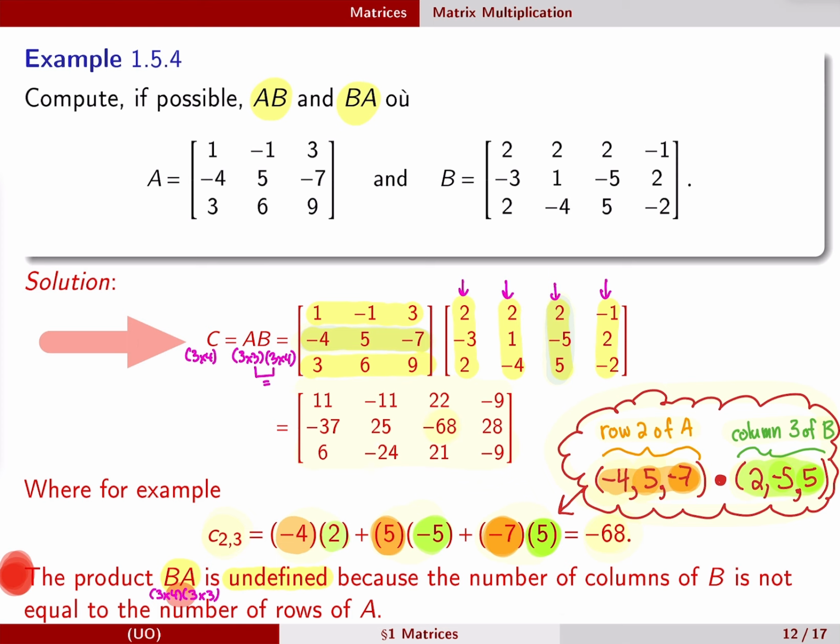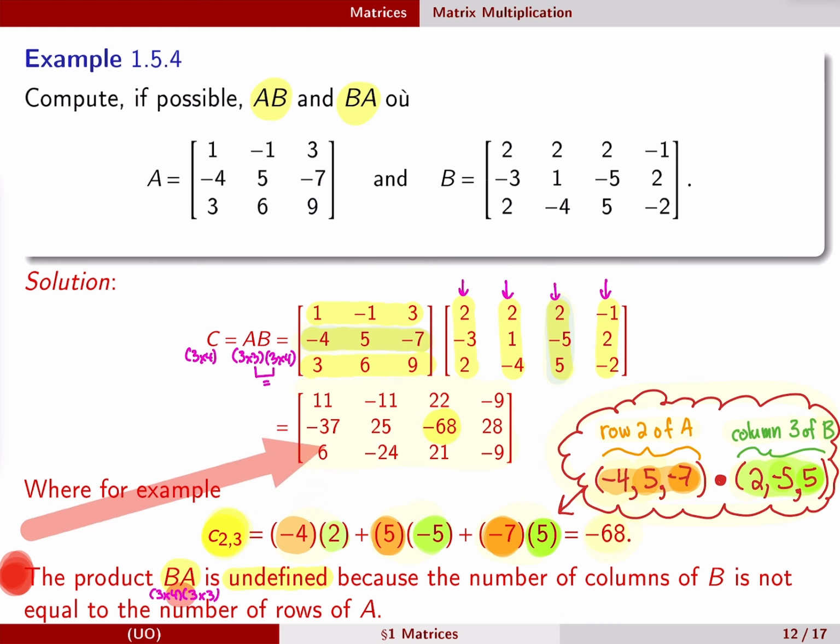Suppose we want to compute the entry, let's say, C23. How can you compute this entry without computing the full matrix multiplication? Of course, if you have the full matrix multiplication, you can see that the entry on the second row, third column is minus 68. But how can you do this without multiplying everything?